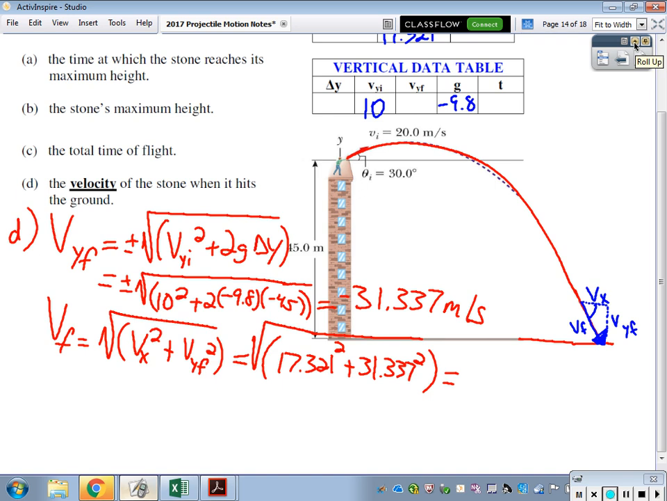Elson, what do we got? 35.805 meters per second. Show of hands, how many agree? Good. Anybody disagree with it? Question? Why isn't it negative? It's a great question.